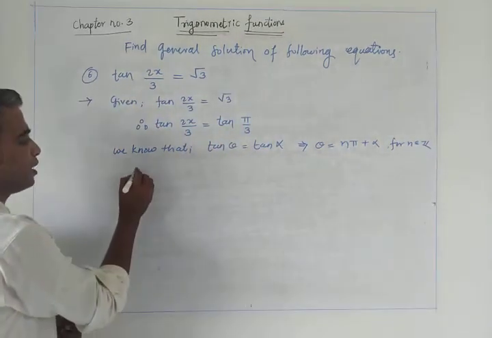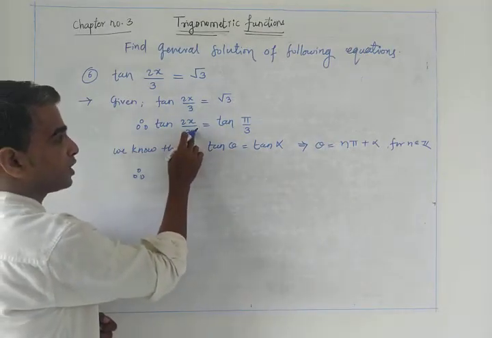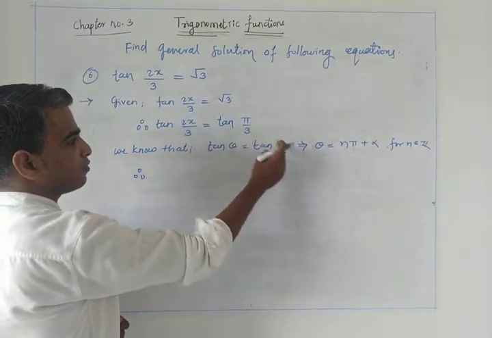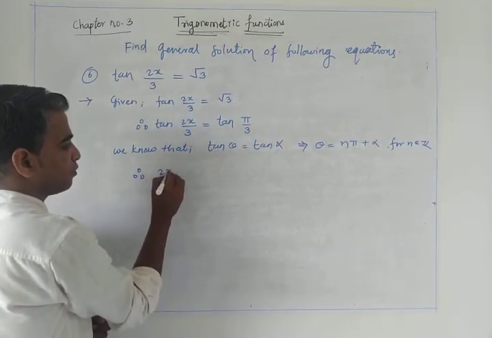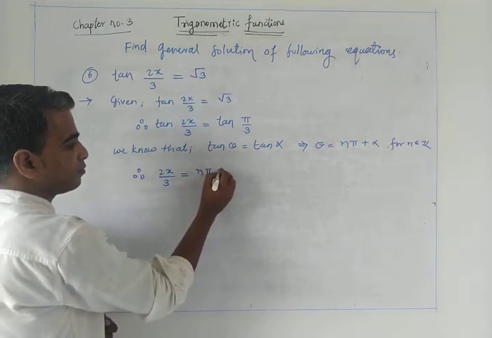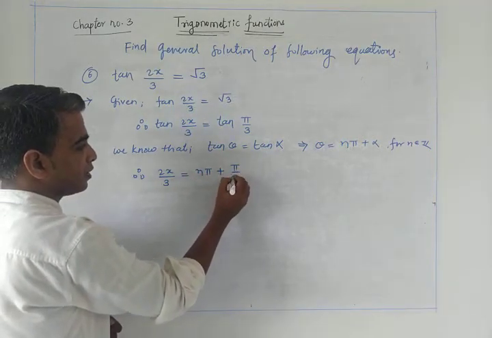So by using this formula, the value of theta is 2x by 3. Now not just x, the total value we have to use, and the value of alpha is pi by 3. So 2x by 3 is equal to n pi plus alpha, that is pi by 3.